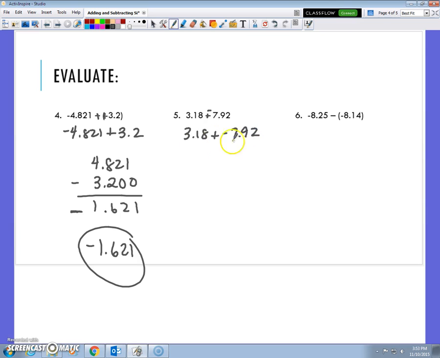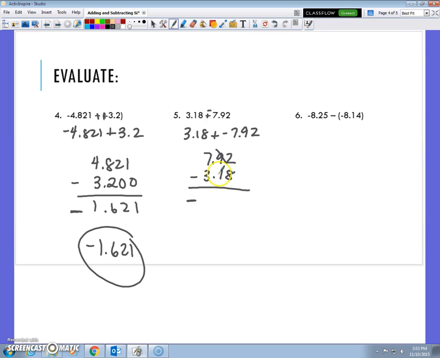Same signs add and keep. They're not the same sign. Different signs subtract. So I'm going to take 7.92 minus 3.18. I'm going to keep the sign of the bigger number, so I know that my 7.92 is bigger than 3.18, and keep that negative, and then I just need to subtract.